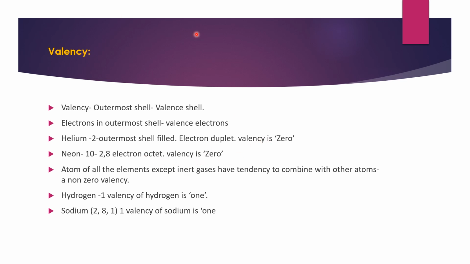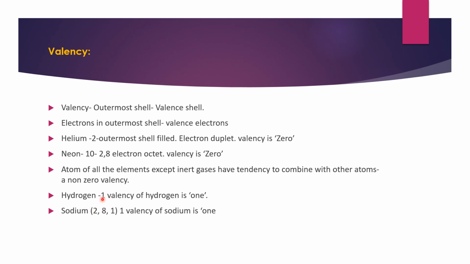So when the valency concept comes into the picture, the atoms of elements except inert gases have the tendency to combine with other atoms having a non-zero valency. Inert gases don't participate in the formation of molecules and compounds. So the other elements have a tendency to combine with other atoms. Why? Because of their valence electrons.